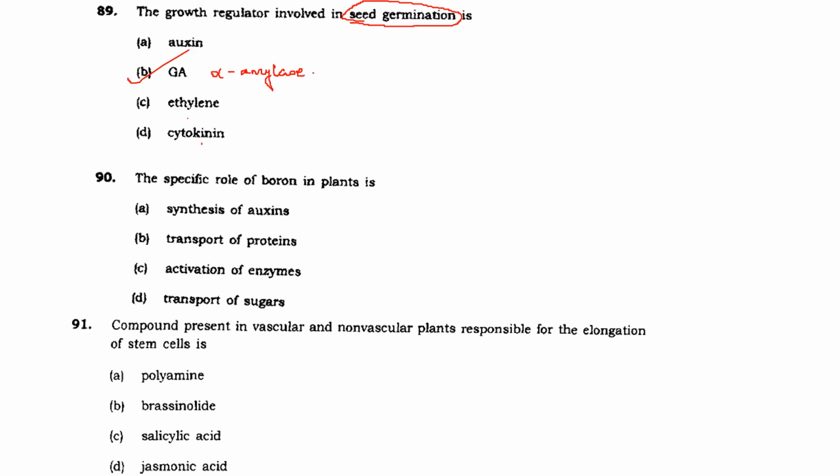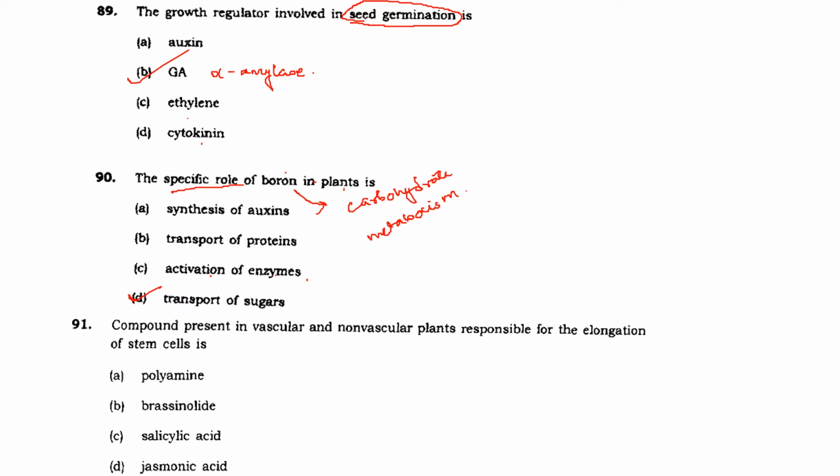Question number 90. The specific role of boron in plants is: A, synthesis of auxin; B, transport of proteins; C, activation of enzymes; D, transportation of sugar. Now, boron has many roles in plants, but the specific role would be in carbohydrate metabolism. So specifically, it is responsible for the transportation of sugar. So the answer will be 90D.